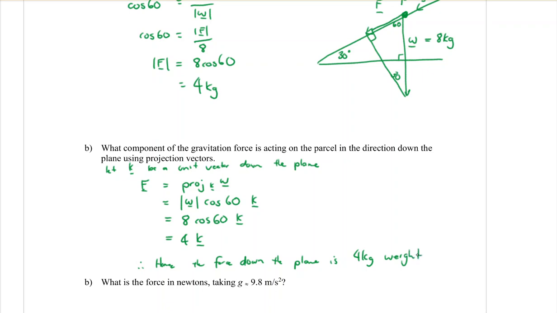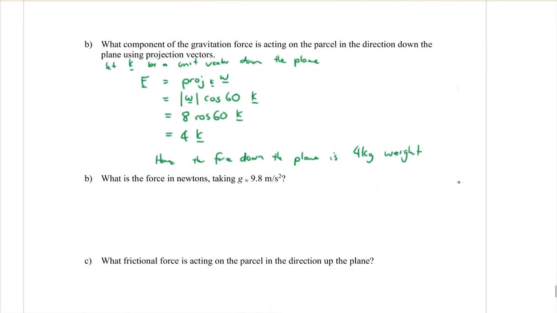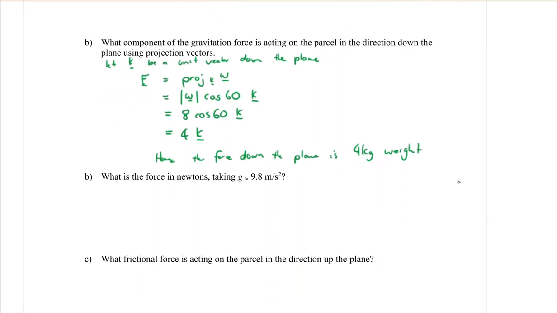We've been working in kilograms so far. Part B, oh, there's another part B. That should be part C. What is the force in newtons? So now we finally want to get to a force, which if we know that it's a 4 kilogram weight, we can just use F is equal to ma, Newton's second law. It's a 4 kilogram weight, and acceleration due to gravity is 9.8, and that is 39.2 newtons down that plane.